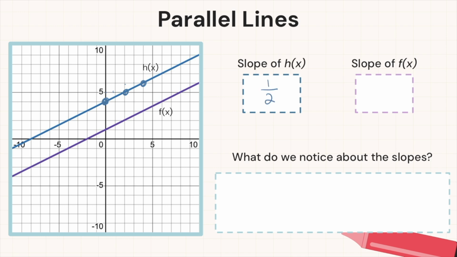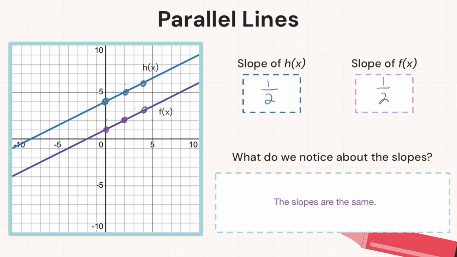We're going to do the same thing now with our other line, f of x. We're going to start with its y-intercept. We're going to go up 1 over 2. So it also has a slope of 1/2. The thing that we notice about the slopes of parallel lines is that parallel lines have the same slope. Their slopes are equal. So anytime that you have a set of parallel lines, their slopes will be the same.